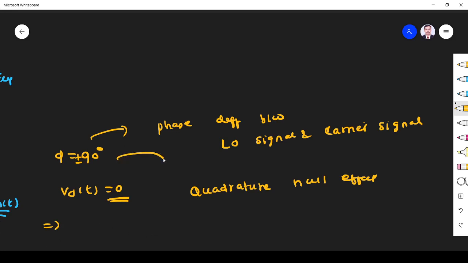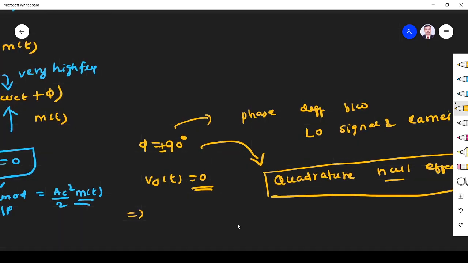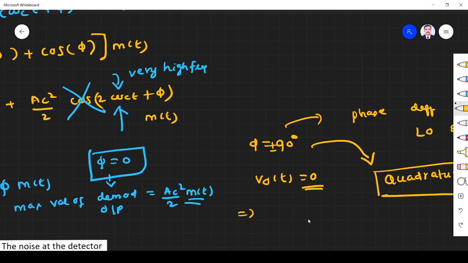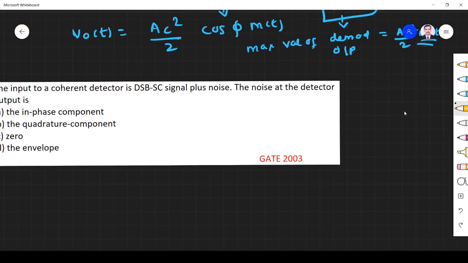Why is it called quadrature? Because the phase angle is 90 degrees. Because of this 90 degree phase, the demodulator output is 0. That is called null. So it is called the quadrature null effect. Okay. So 0 means in phase. When the local oscillator generated carrier is in phase with the original carrier, then we will get the maximum message signal, right? Okay.